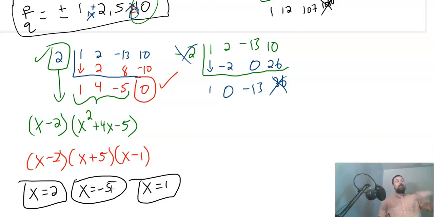Now you'll notice negative 5 was on the list, 1 was on the list, but you don't want to just check all the numbers on the list for the reasons I've already outlined. So when you find a number that works, take advantage of that. And take advantage of the information you have from this synthetic division. Stop, factor it, and then use your factors to try to extract the rest of the zeros without doing more synthetic division. All right, let's take a look at another example.